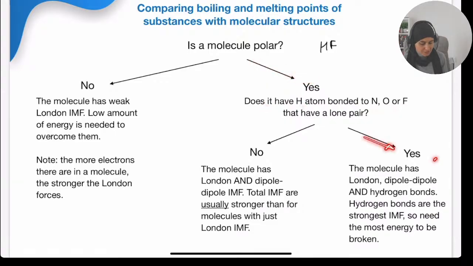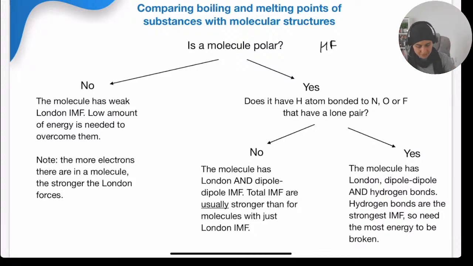Yes. Which means that it has London, dipole-dipole and hydrogen bonds. And, by the way, I forgot to tell you a very important thing: hydrogen bonding is the strongest out of the three. Yeah, out of the four. Yes, so hydrogen bonds are the strongest, so they need the most energy to be broken. So for every molecule, I identify it by this flow chart, and the flow chart would tell you which intermolecular forces are there.